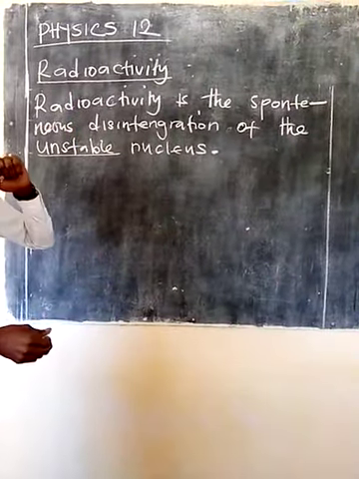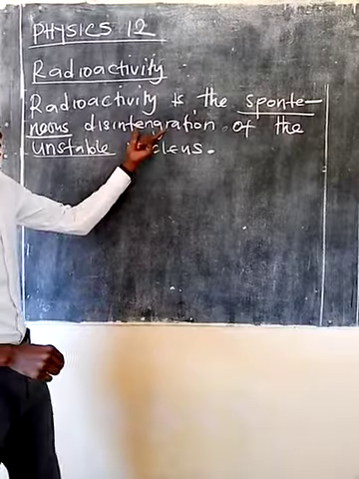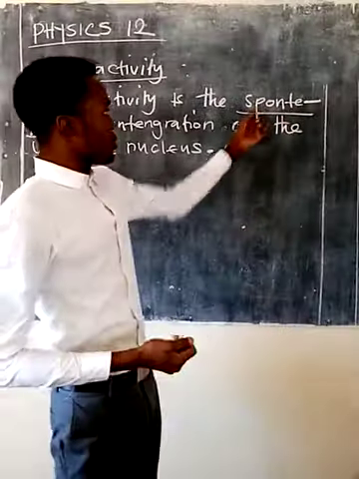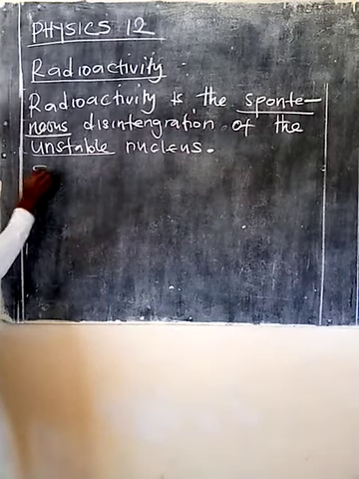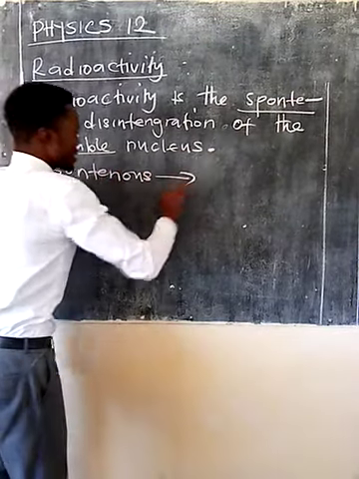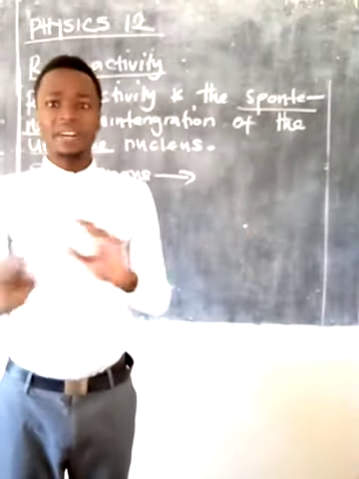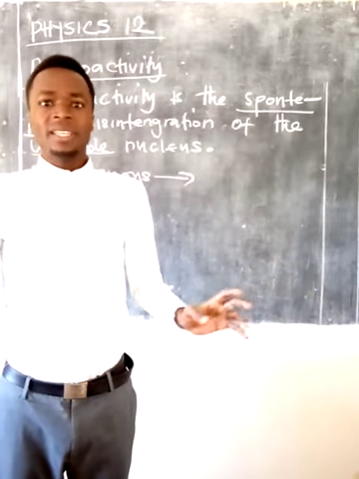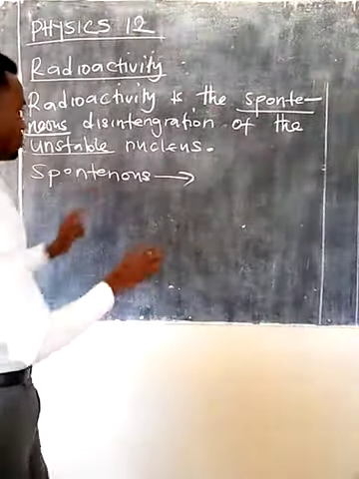Now, if you look at the definition there, I've put up this word, which is spontaneous. Obviously, you understand that to disintegrate is to break into smaller particles. Now, you are supposed to know the meaning of spontaneous. It means that when these atoms are decaying, they are never affected by external factors such as human beings, temperature, pressure, time. It does not affect the disintegration of atoms.